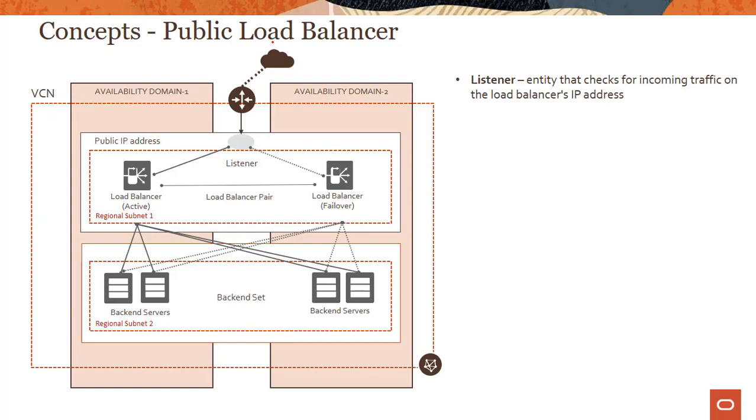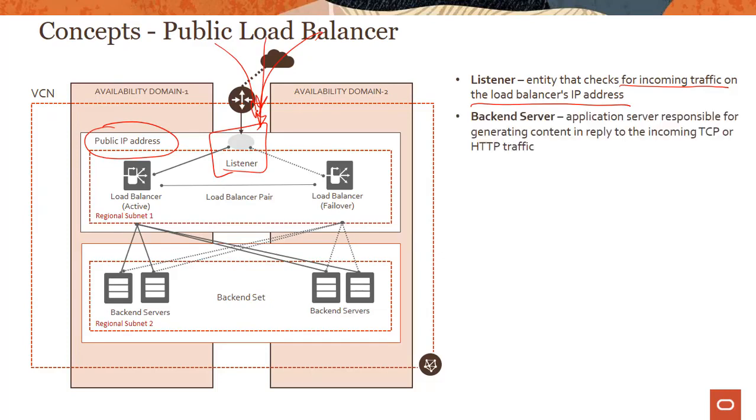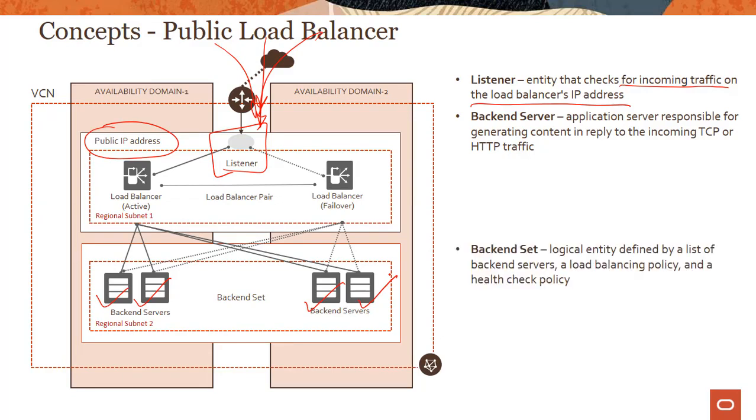So the first thing is the listener, which is the component that checks for incoming traffic on the load balancer's public IP. As we said, this is a public load balancer, so it has a public IP address. The listener is sitting right here, and it's listening for incoming traffic, right? Makes perfect sense. Backend servers are application servers responsible for generating content in response to incoming TCP or HTTP traffic. You have seen in this example, I have four backend servers, right? And their job is to generate responses. So a request comes in and the response goes out from the backend servers.